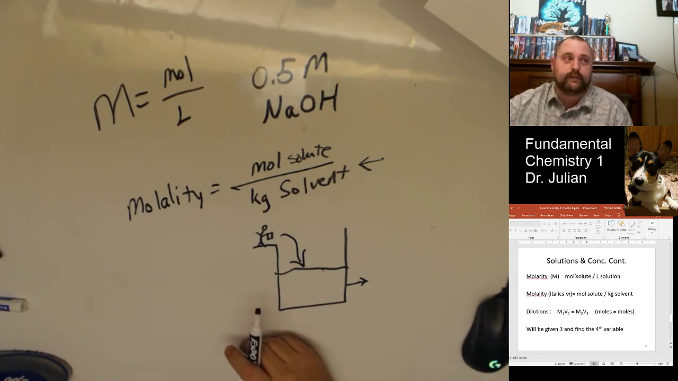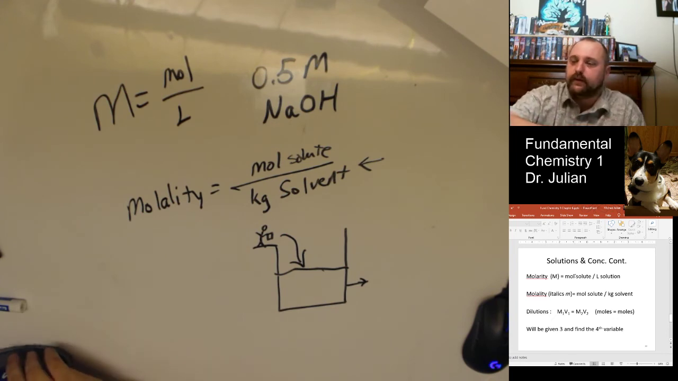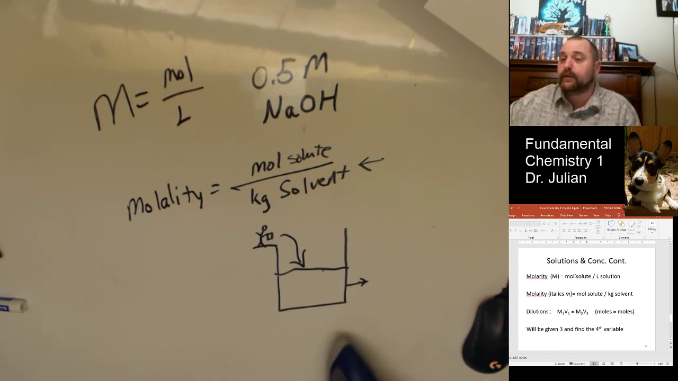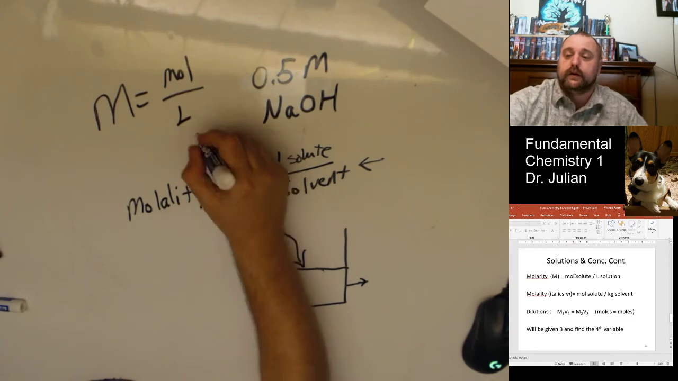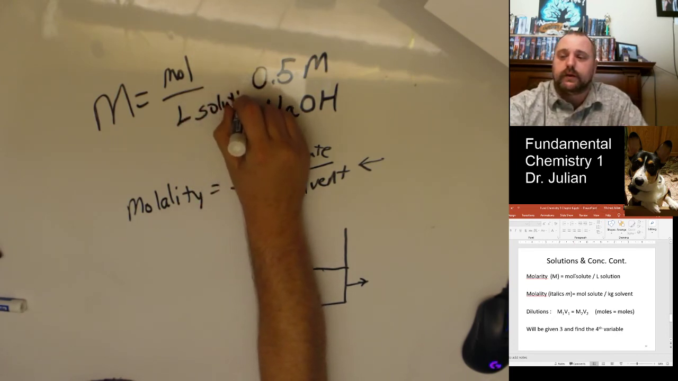Moles over kilograms. So that one is different than the others. All the rest of them have on the bottom liters or grams or milliliters of solution.